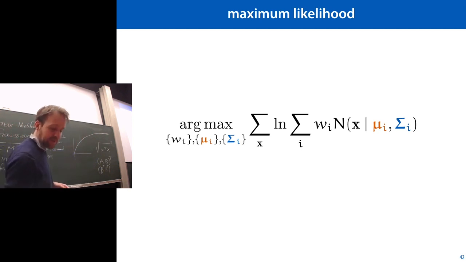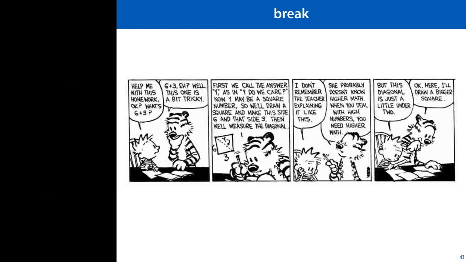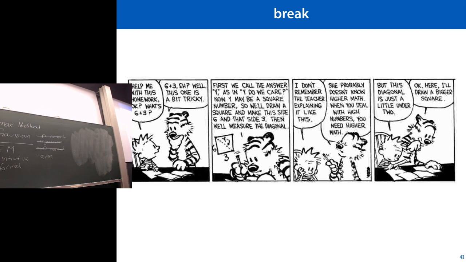So let's take 15 minutes, and we'll digest this, and we'll catch up after that. All right, find your seat. And let's get started with the expectation maximization algorithm.